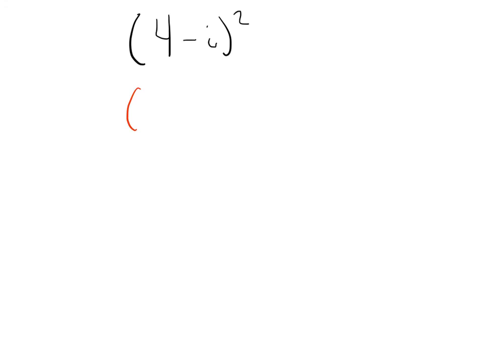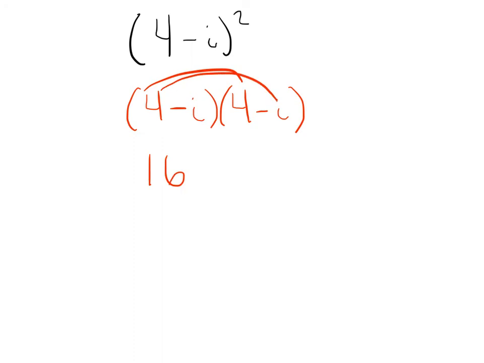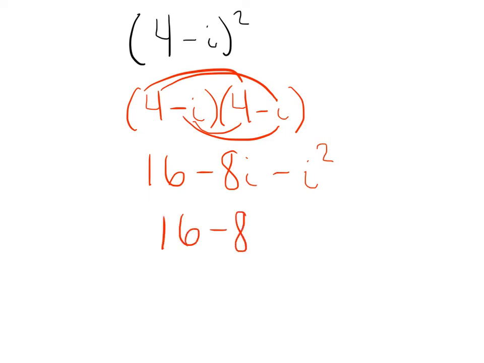To solve this problem, first remember that anything squared means multiplying it by itself. So let's write that out so we're not tempted to distribute that exponent. 4 times 4 is 16. Minus 4i is minus 8i minus i squared. And once again, i squared is -1, so I'm going to replace that i squared with -1, which is going to be minus -1 or plus 1, which gives me an answer of 17 minus 8i.